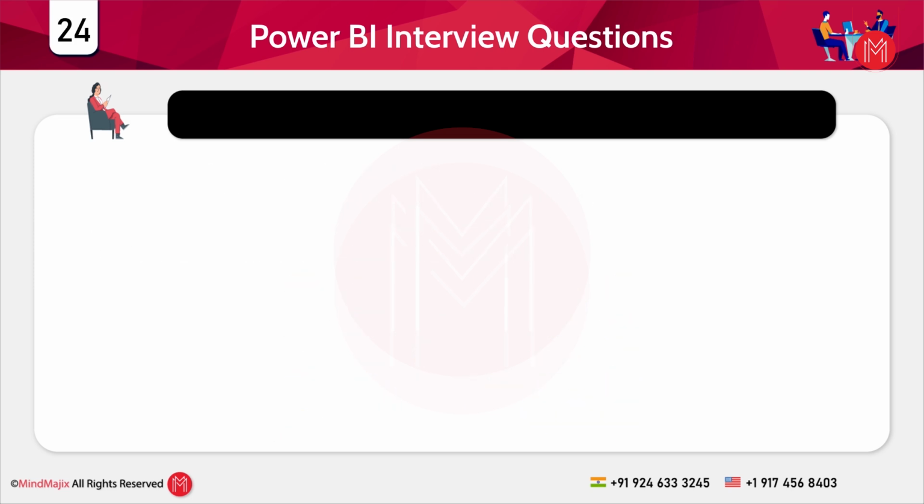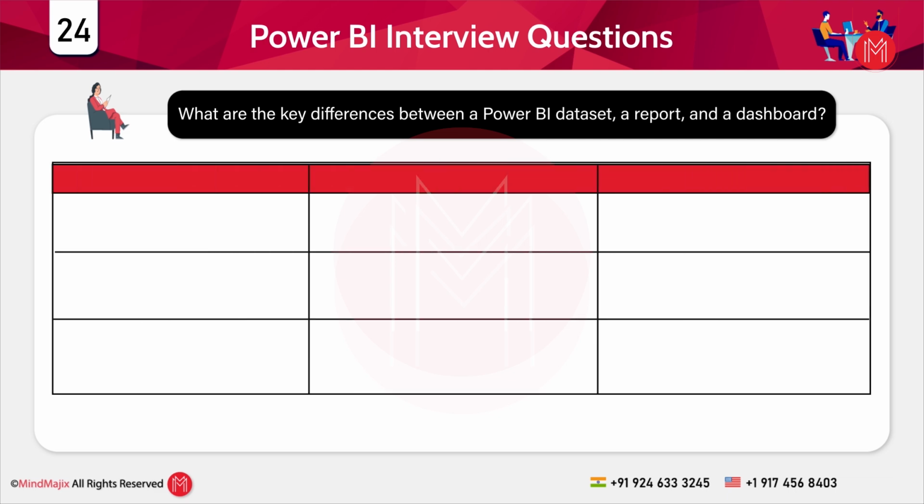The next question is, what are the key differences between a Power BI dataset, a report, and a dashboard? So again, as you can see on the screen, we have three columns over here. First one for dataset, second one for report, and third one for dashboard.